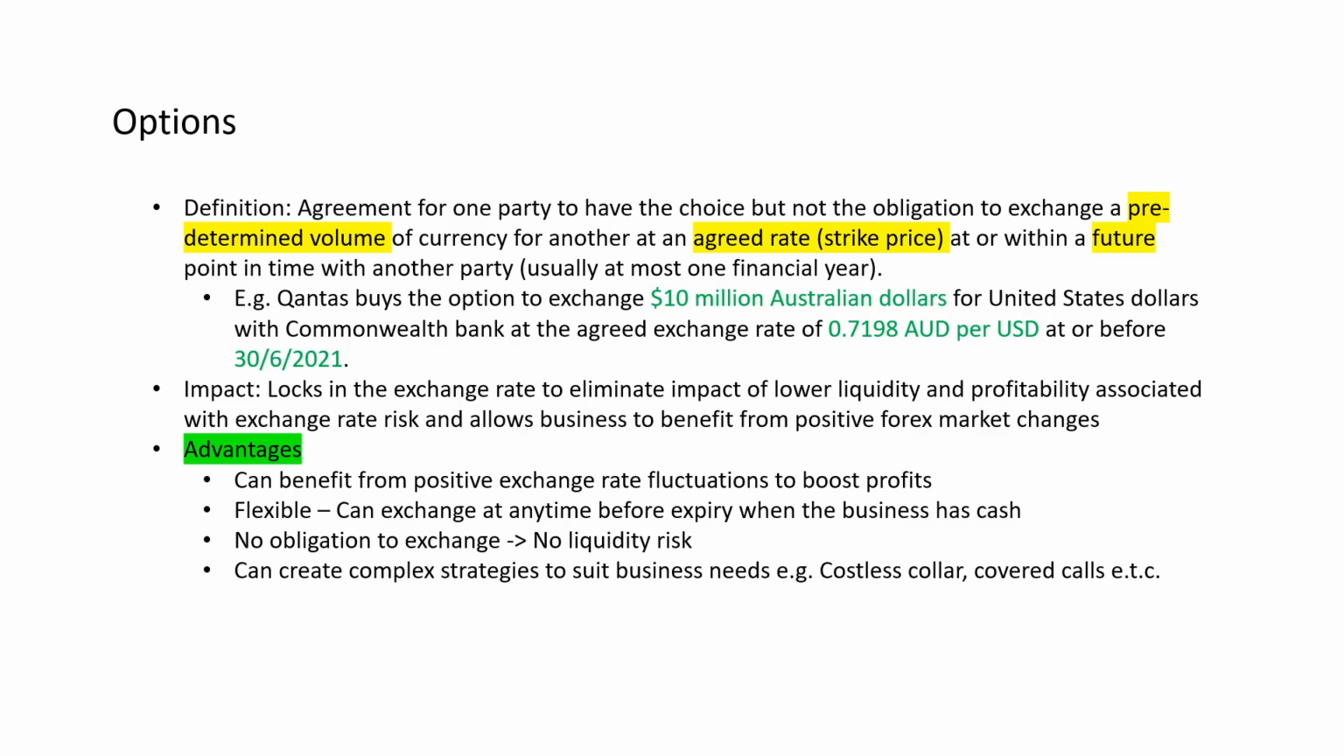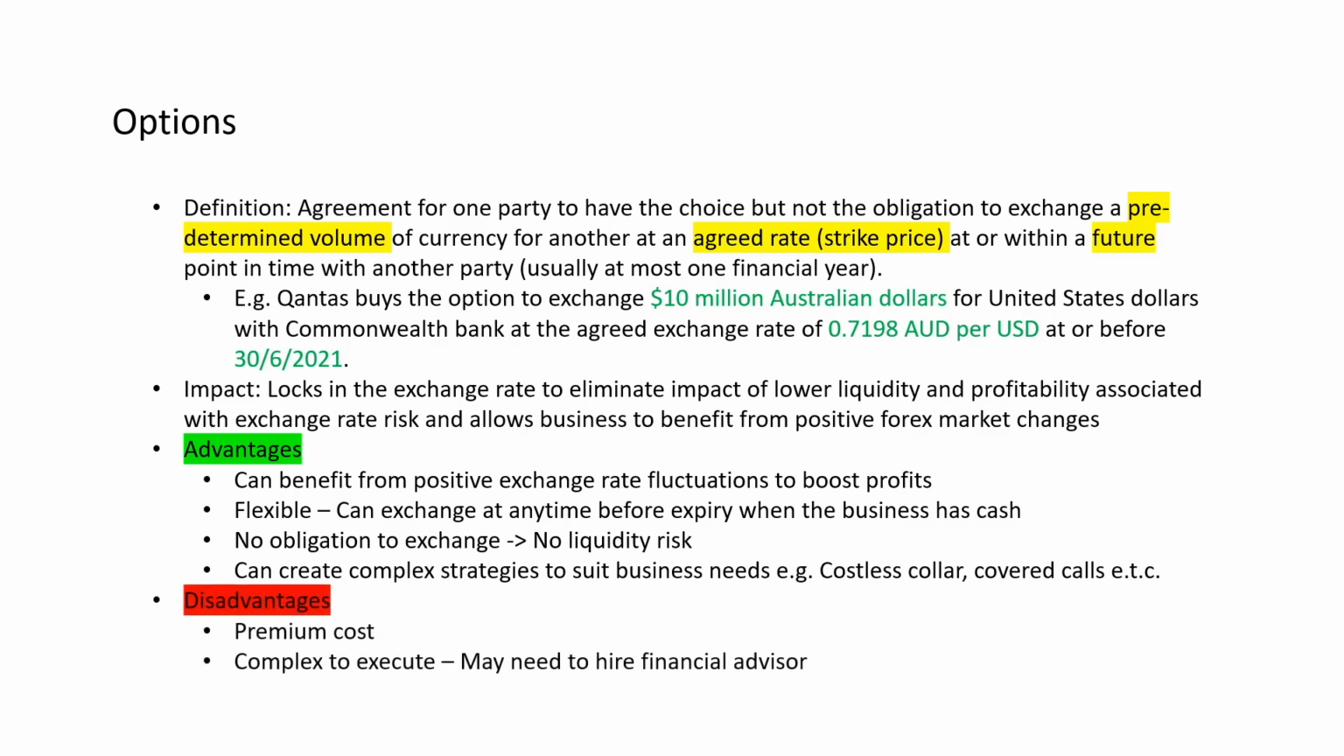There are some disadvantages to options, however. First of all, as I mentioned previously, is the premium cost, right? If you buy an option compared to a forward exchange contract, you would have to pay a premium for the ability to choose whether or not to exchange one currency for another. So the premium arises from the fact that you have a choice rather than an obligation. The other disadvantage is that because options are complex to execute, you may need to hire a financial advisor to help you carry out this option strategy, and that can be quite expensive. Just look at how much financial advisors are paid on Google and you'll know.